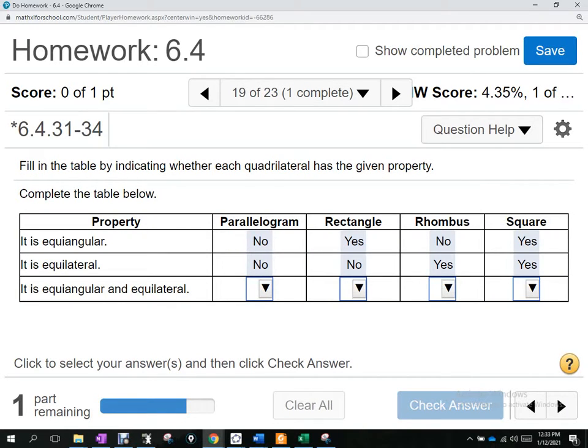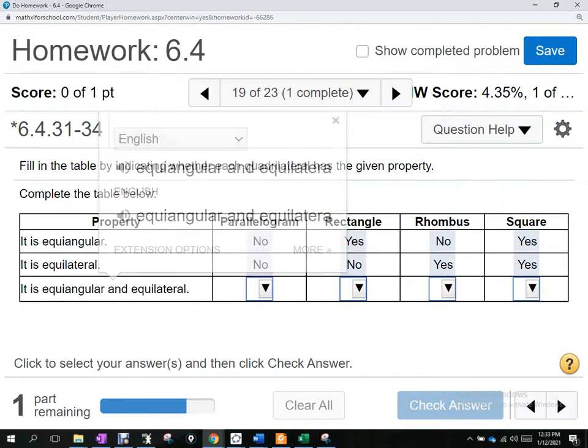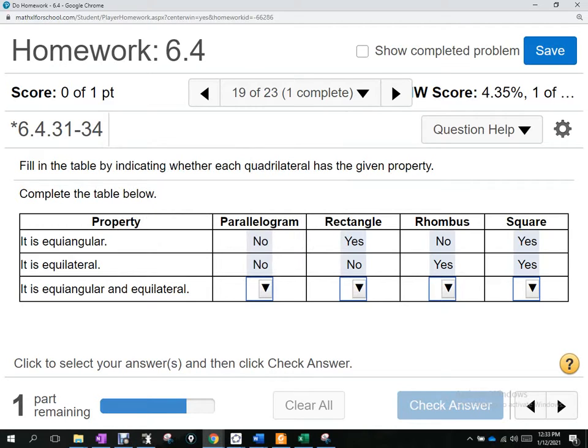Equiangular and equilateral. What's another word for being equiangular and equilateral? It's regular. Good. Okay. Close your eyes, put a parallelogram in front of you. Can you tell me it's equiangular and equilateral? Nope. Can you do that with a rectangle? Nope. Can you do it with a rhombus? Nope. Can you do it with a square? Yes.